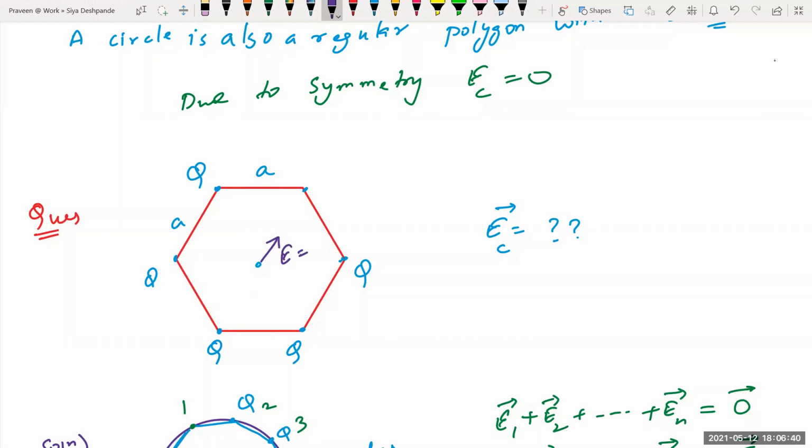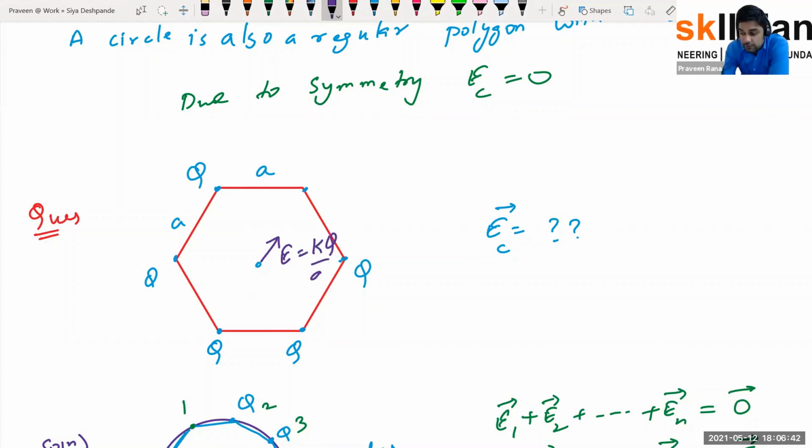and of the same magnitude as that charge. So I hope you can also solve such kinds of questions. So that was the superposition of charges, the superposition of electric field due to charges.